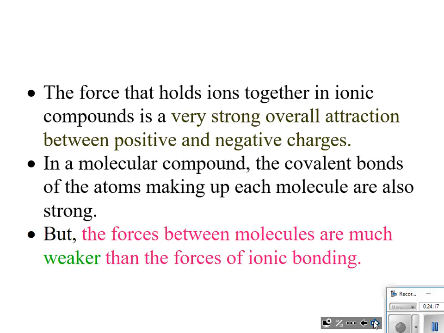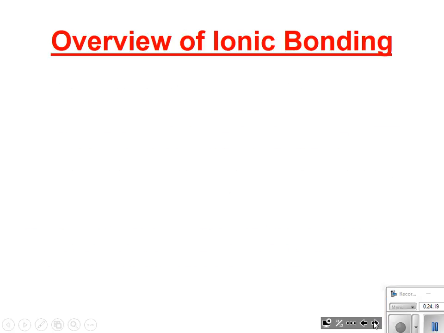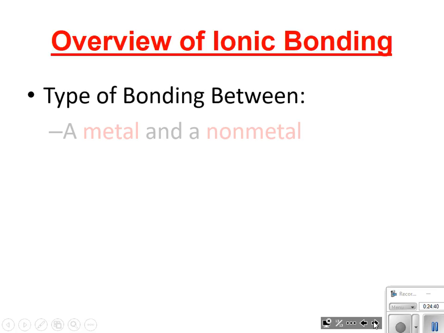Now, the final thing we're going to talk about is just a final overview of ionic bonding. Okay? A final overview of ionic bonding. Well, what type of players are involved in ionic bonding? We need to have a metal and a nonmetal.